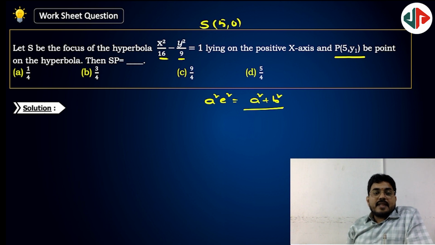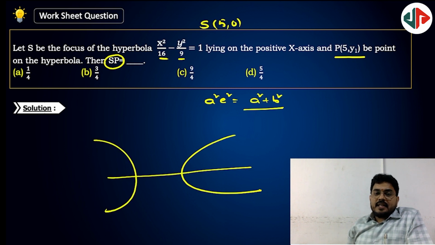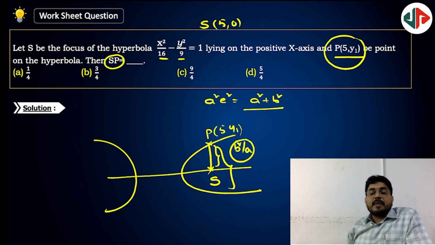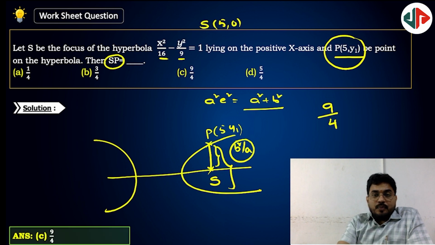Then what is SP? Clearly what he is asking is the semi-latus rectum, because here the focus is there and (5, y1) will be somewhere here. This is P (5, y1), right? So what is this one? b square by a. Total length is 2b square by a. So b square is 9 by 4. So the answer is 9 by 4.